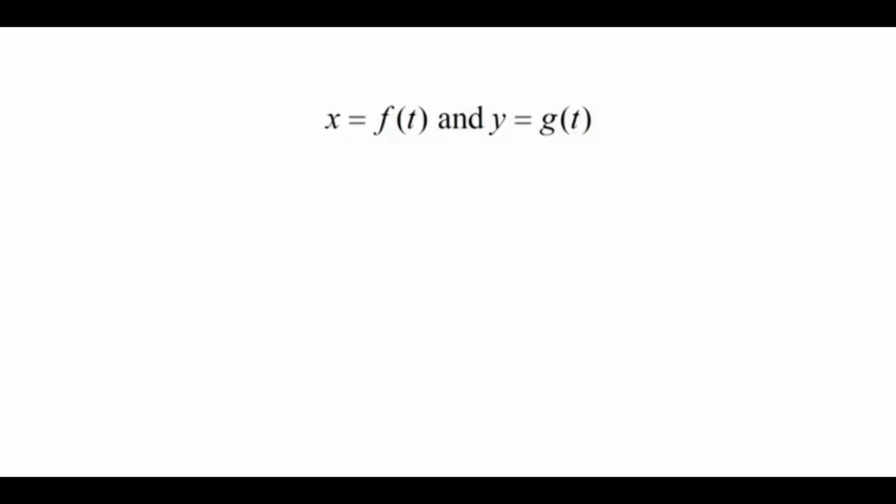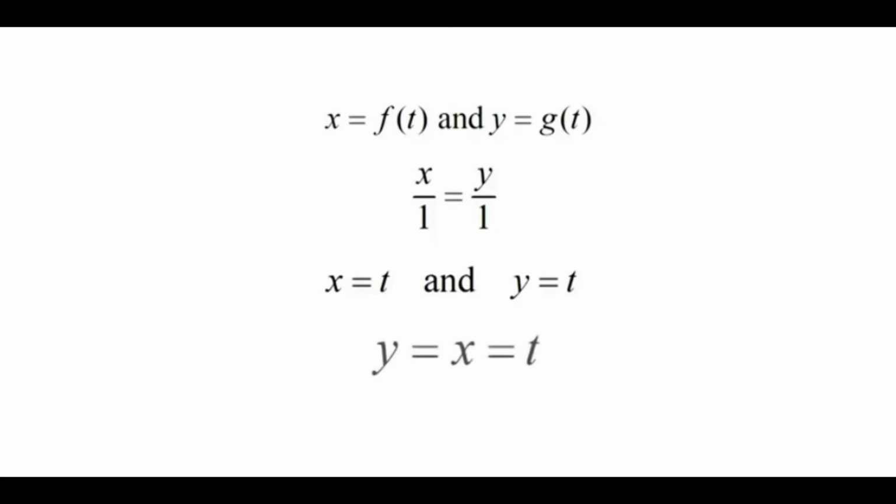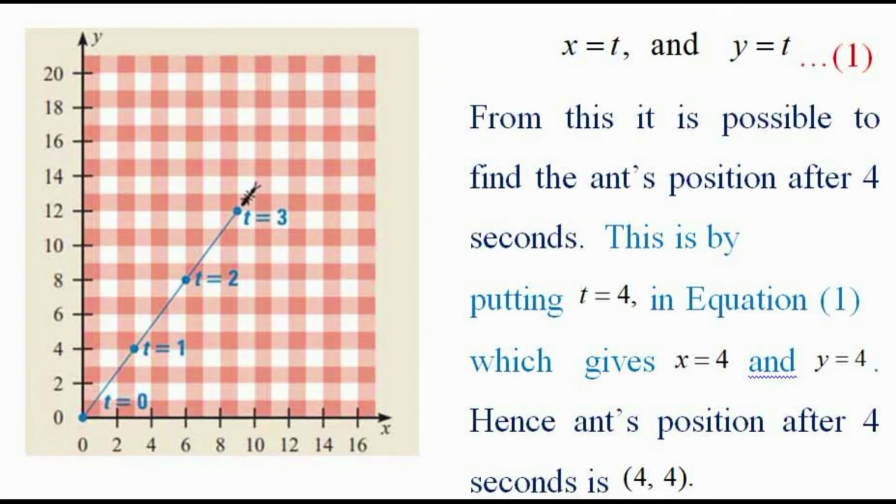To obtain such a set of equations, from equation 1 we note that x by 1 is equal to y by 1, all equal to a parameter say t. Then x is equal to t and y is equal to t. The above set of equations can also be obtained from the Cartesian equation y is equal to x as follows. Taking x is equal to t, we have y is equal to x is equal to t, giving x is equal to t and y is equal to t as obtained above.